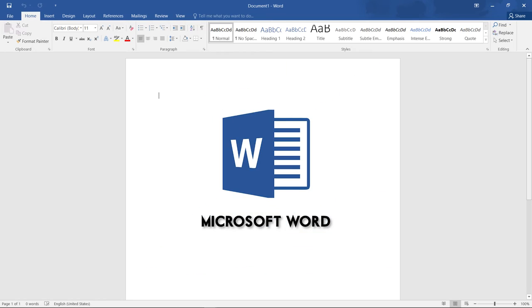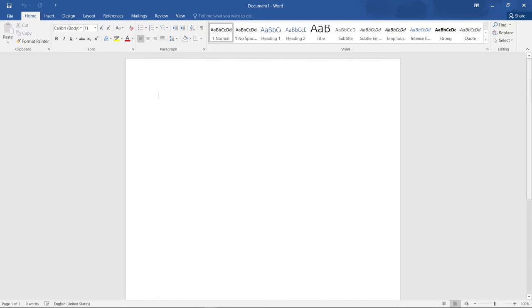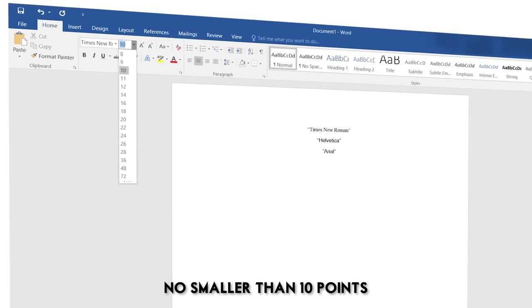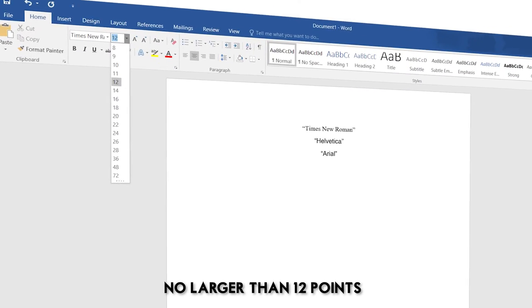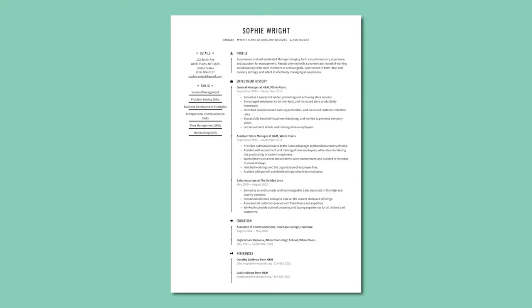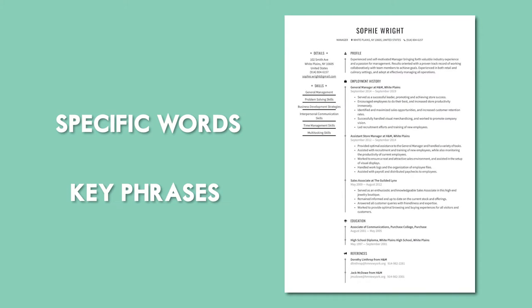It's recommended that you use a word processing application like Microsoft Word to type out your CV. The most common fonts used are Times New Roman, Helvetica, and Arial, though you are also free to use something else more suited to your taste, so long as it's readable. Again, it's always safe to stick with what's standard. To ensure your text is readable, choose a font size no smaller than 10 points, but no larger than 12 points. Sparse use of boldface, italics, and underlining is also encouraged to draw the reader's attention to specific words or key phrases on the page and make your CV visually appealing.